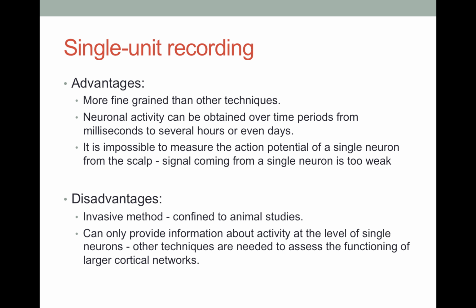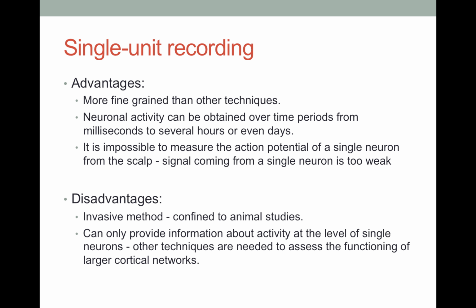Now, single unit recording is clearly an invasive method. It is impossible to measure the action potential of a single neuron from the scalp because the signal coming from a single neuron is too weak and the signal coming from the many other thousands of neurons surrounding that neuron is too high. It would also be too difficult to localize from the scalp, as the spatial localization from the scalp would be poor, as is the case with EEG, for example, which we'll come to look at next.